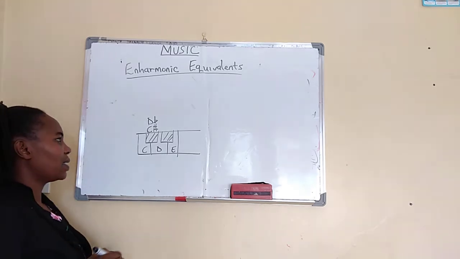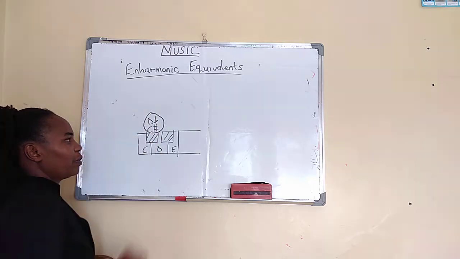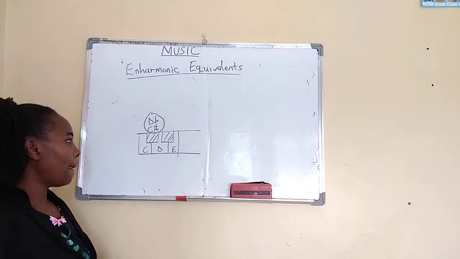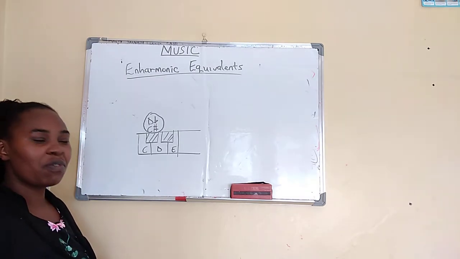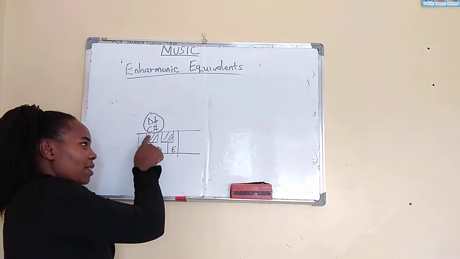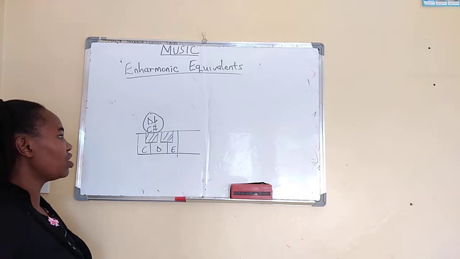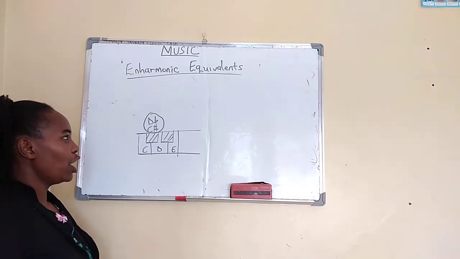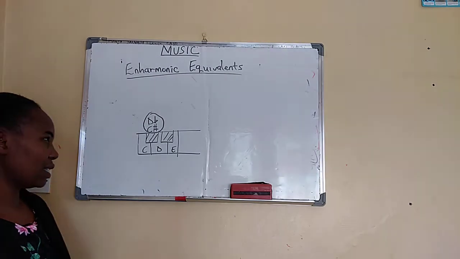Enharmonic equivalence. Look at these two notes. Do they have the same names? No. But if I tell you on the keyboard, play for me note D flat, you'll come here and press here. If I tell you play for me C sharp, you'll come here and press here. So these notes, we call them enharmonic equivalents.